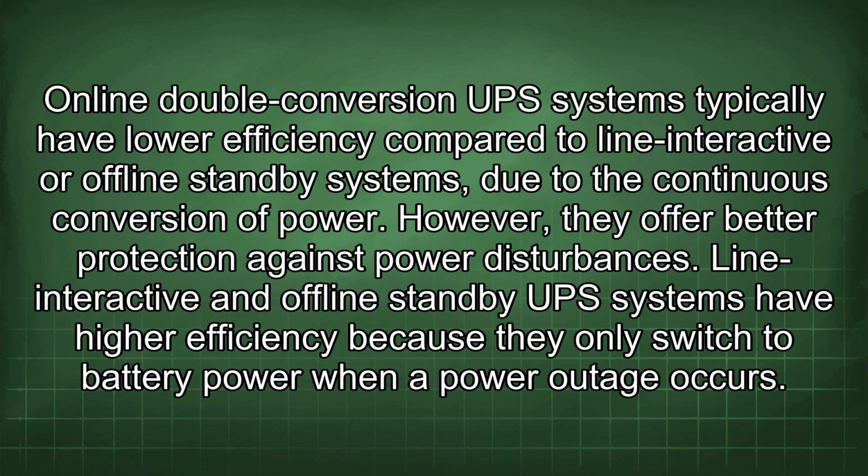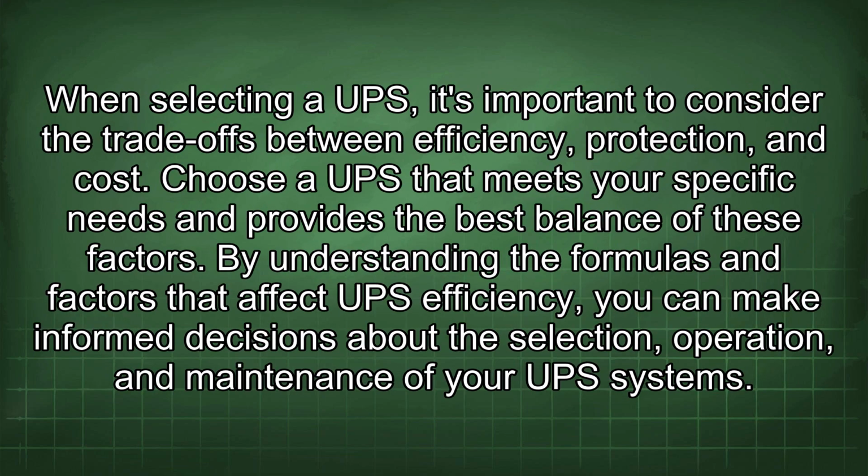Online double conversion UPS systems typically have lower efficiency compared to line interactive or offline standby systems due to the continuous conversion of power. However, they offer better protection against power disturbances. Line interactive and offline standby UPS systems have higher efficiency because they only switch to battery power when a power outage occurs. When selecting a UPS, it's important to consider the trade-offs between efficiency, protection, and cost. Choose a UPS that meets your specific needs and provides the best balance of these factors.